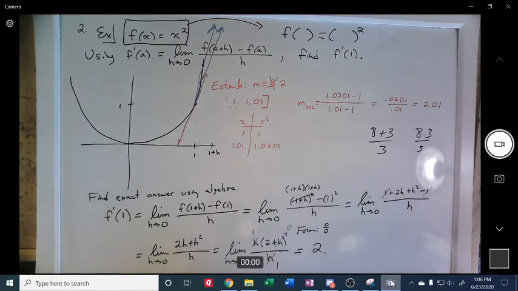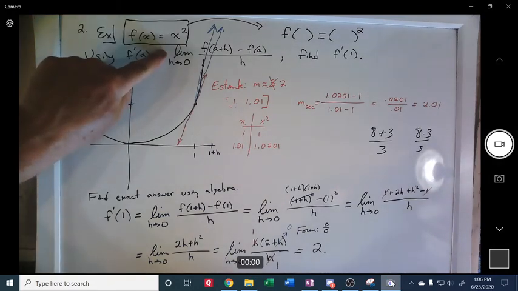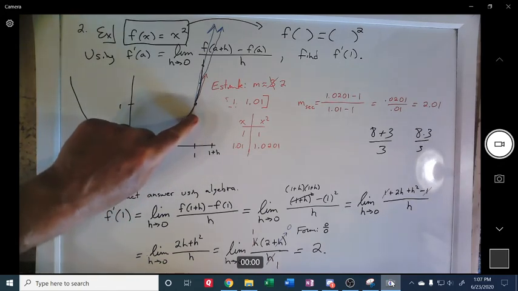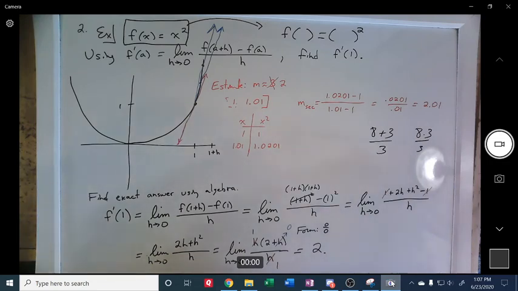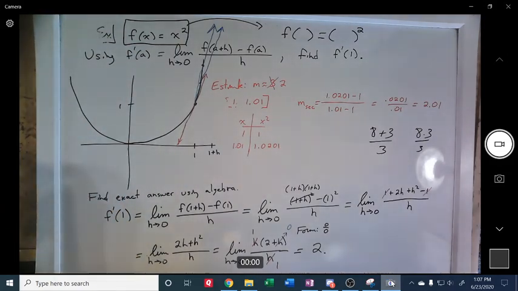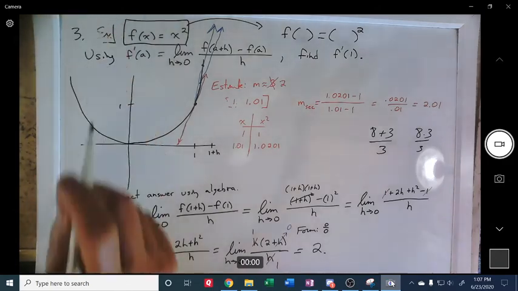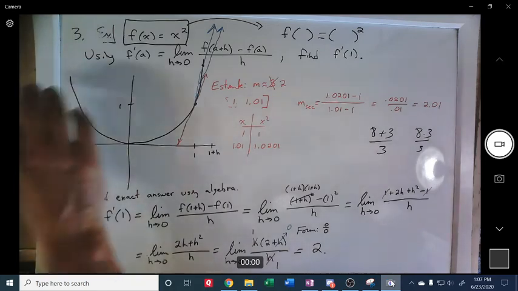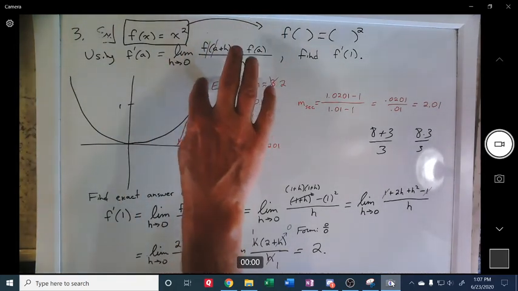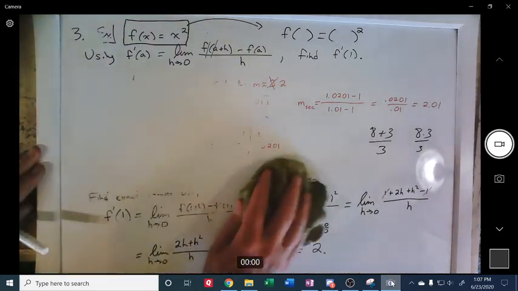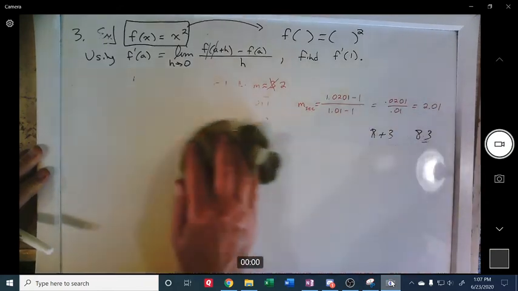So notice f of x equals x squared. We found the instantaneous slope when x is equal to 1. Now let's just modify this problem. Let's make it number 3. We're going to do f of x equals x squared again. We're going to use the same expression for the definition 2 for the slope, but we are going to ask for something different.